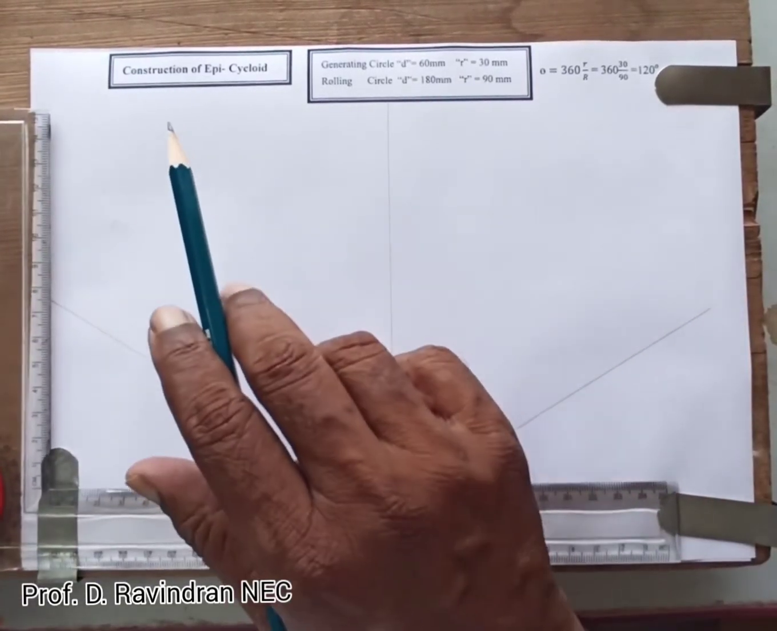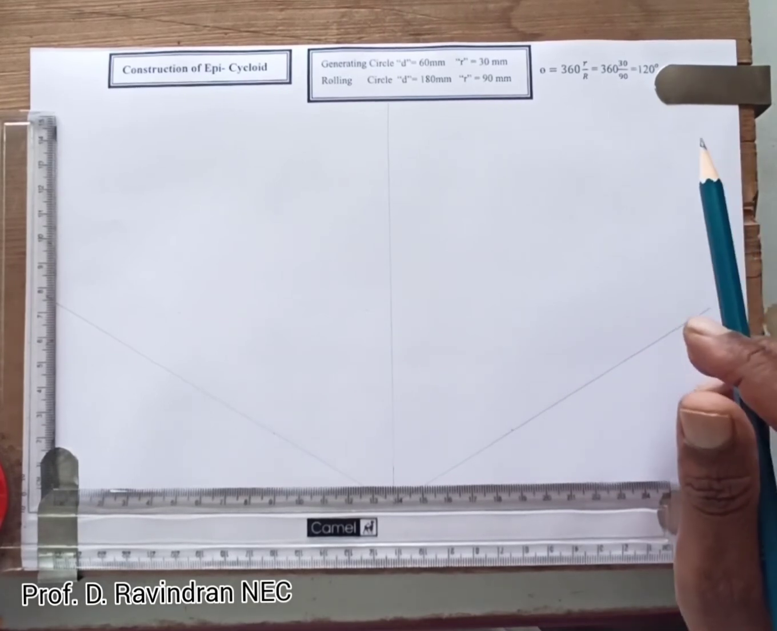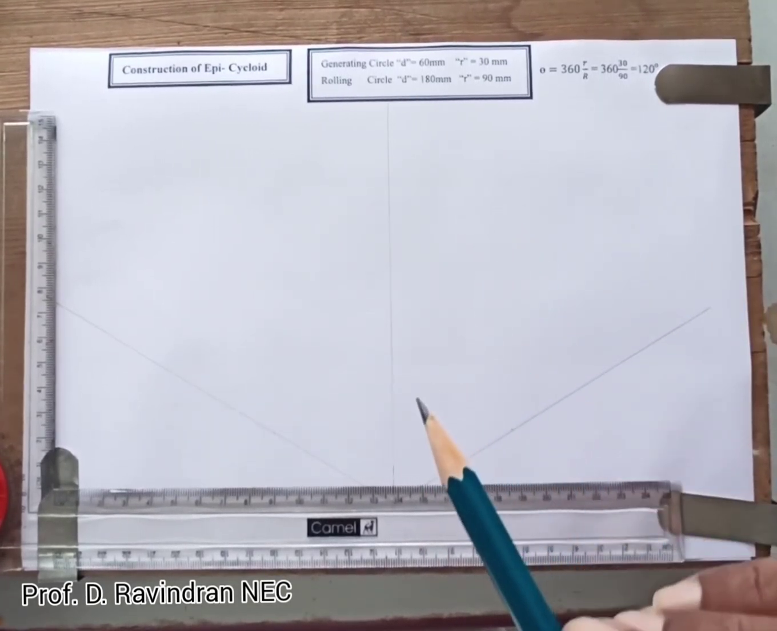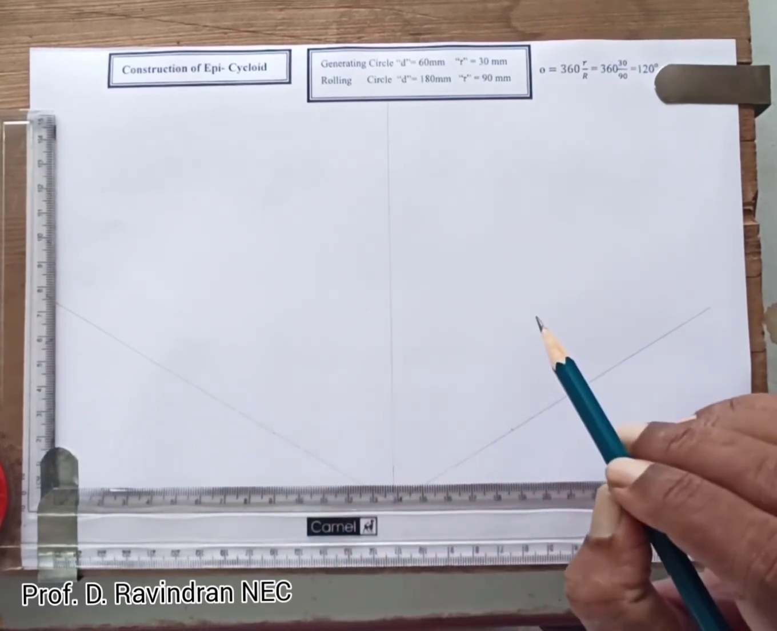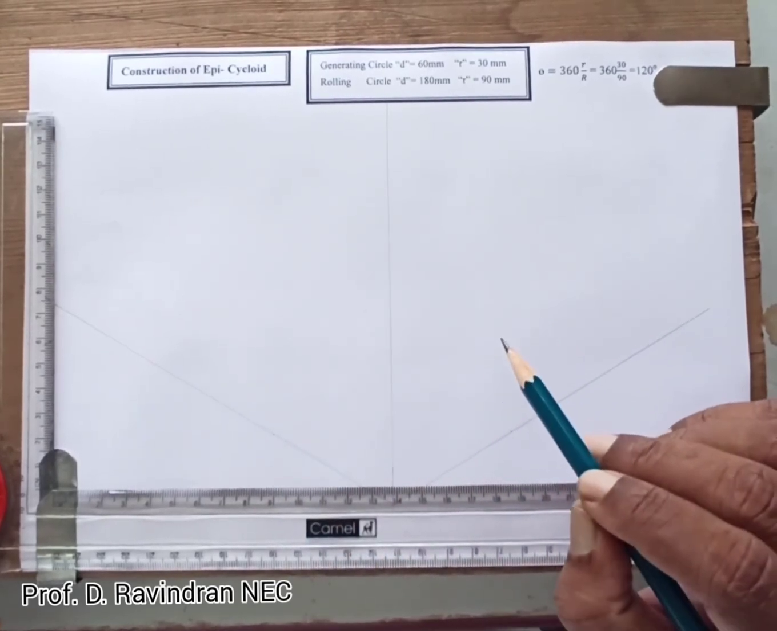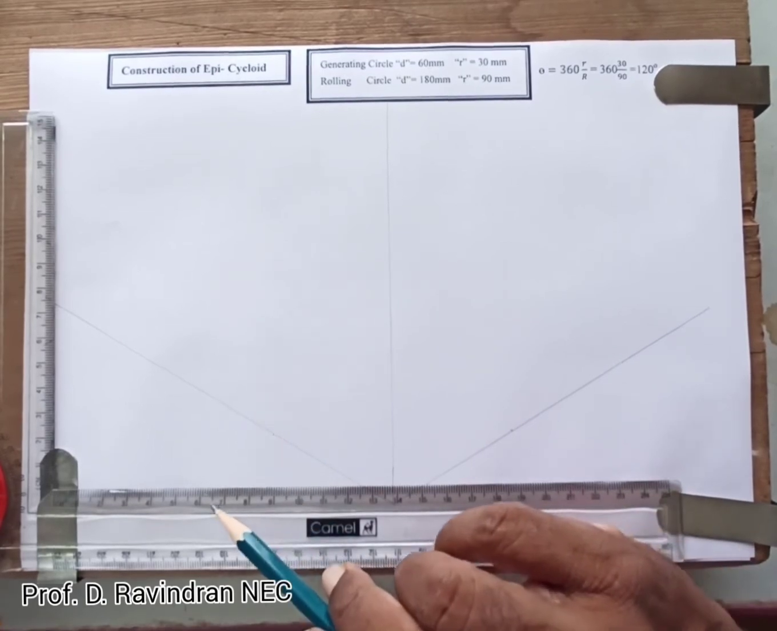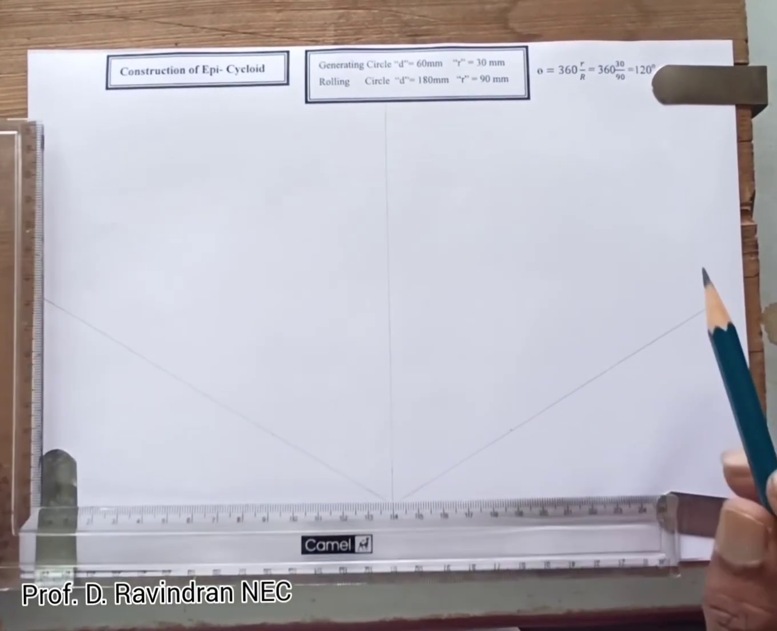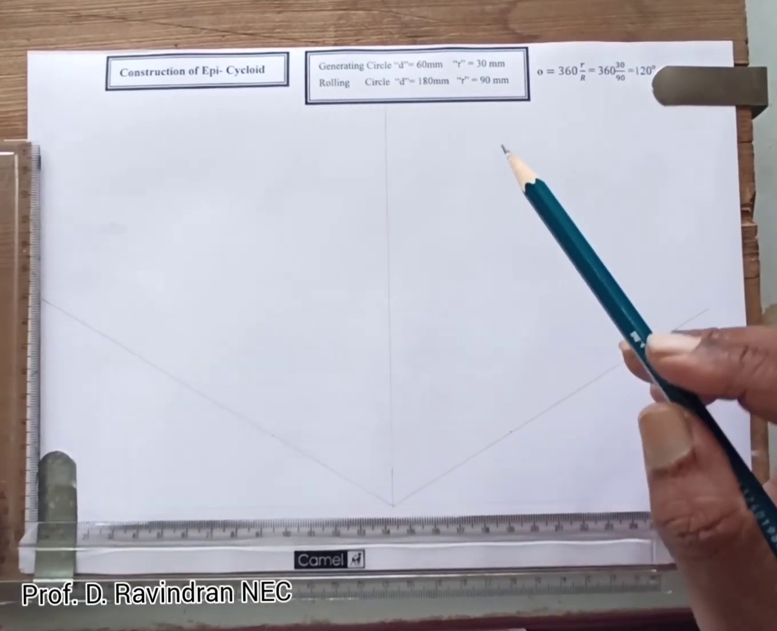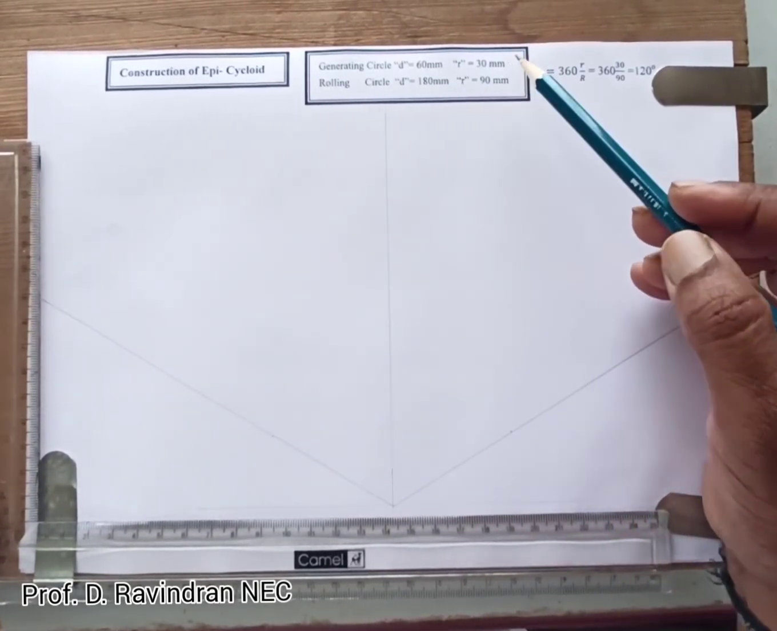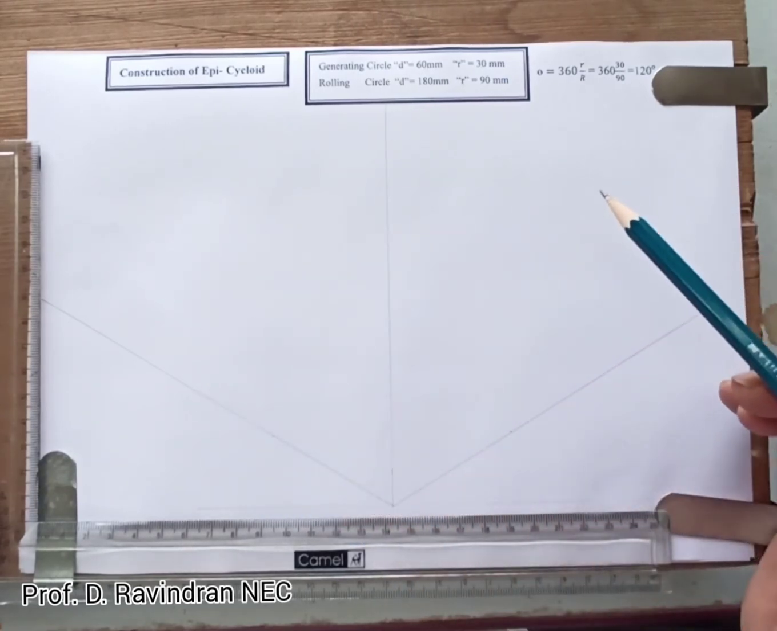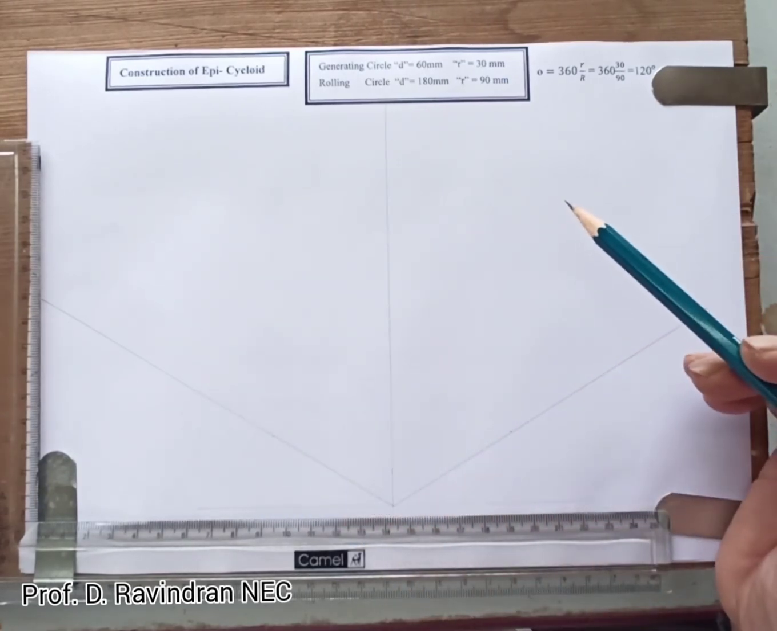Now we are going to construct an epicycloid. The epicycloid is the curve traced by a point which is resting on a circle which rolls over another circle without slipping. The circle on which the point is resting is called the generating circle. The circle on which the generating circle rolls is called the rolling circle.